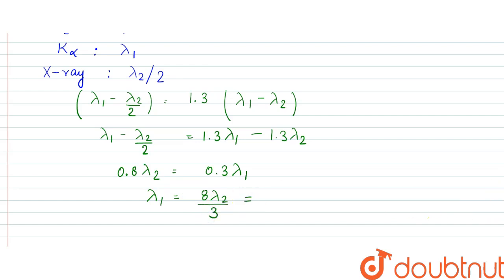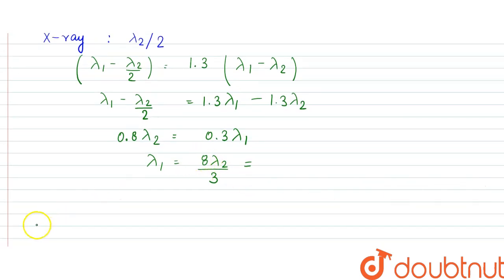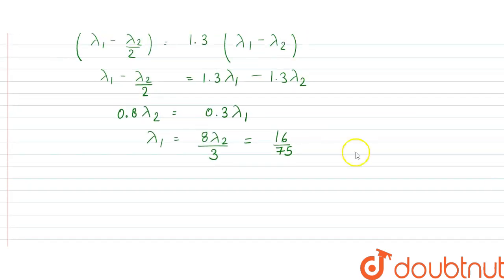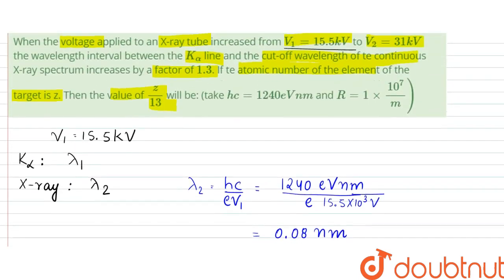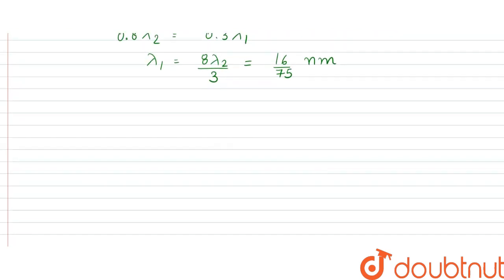Since lambda 2 is 0.08, this would be equal to 0.2133. We can write it as a fraction, 16 by 75. This is in nanometers, and this is lambda 1. Now we can say that the atomic number of the element is Z.